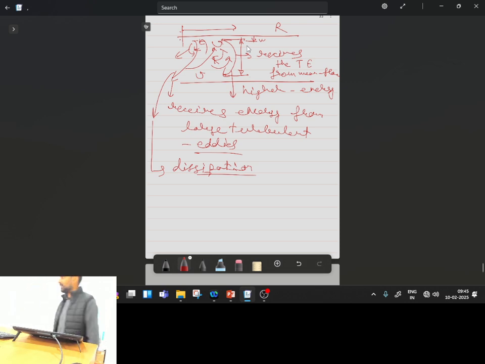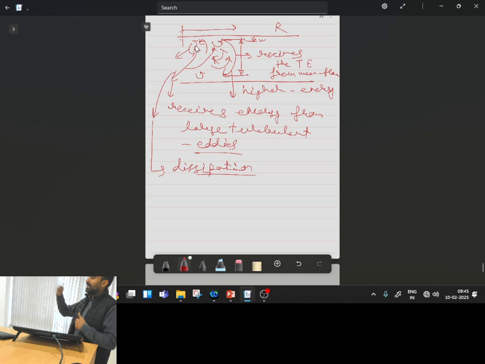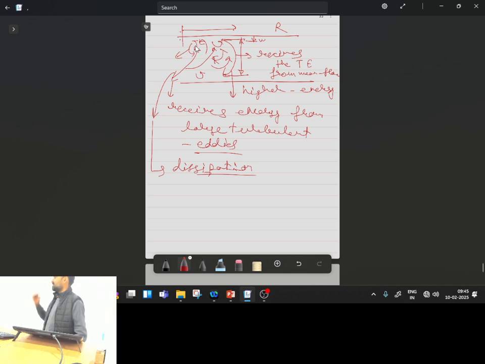Yes, that can happen. But ultimately, the smaller eddies, if they are not receiving the energy, die down. So they receive some energy, and after that they immediately die down. However, their interaction can lead to continuous changes in the length and time scales.